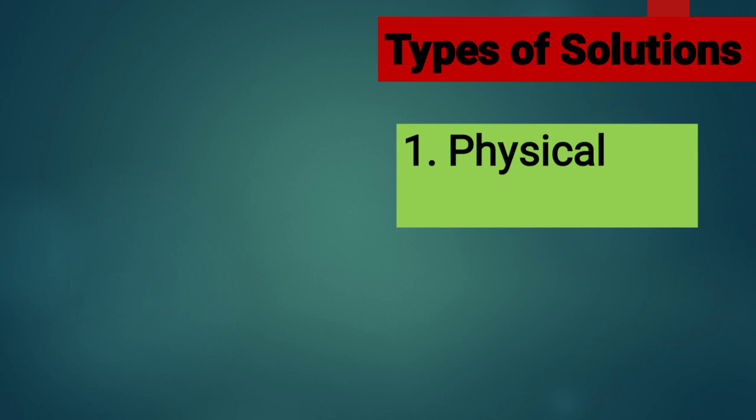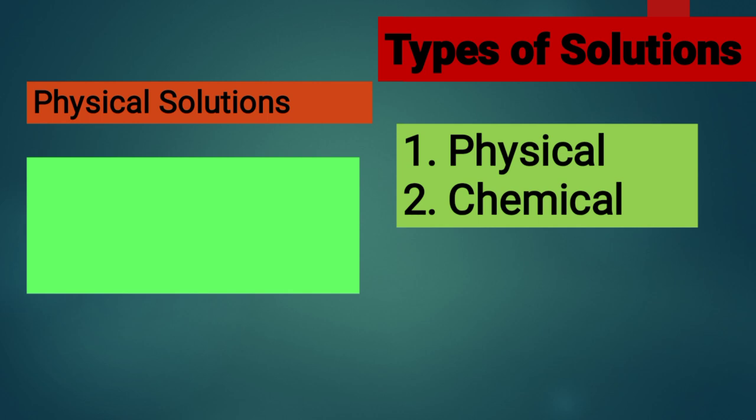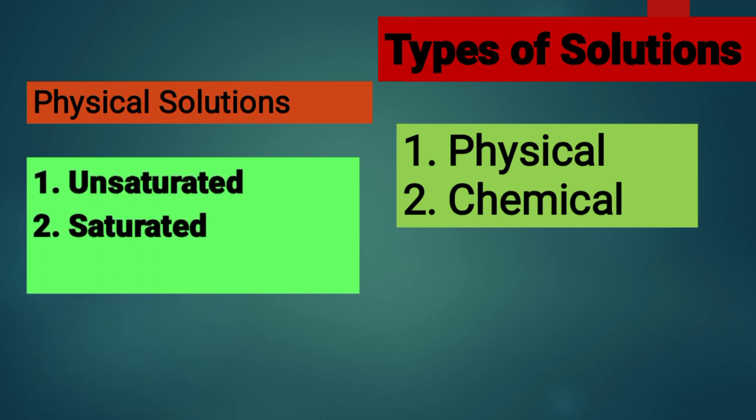And I still further divide physical solution into unsaturated solution, saturated solution and supersaturated solution. For us to say that something is a supersaturated solution, it means that it contains more solute than it can dissolve. For us to say it is unsaturated, it means that it contains less solute than it can dissolve. That means that it still needs more solute to dissolve in it. But for us to say that a solution is saturated, it means that it is no longer capable of dissolving more of its solute at that particular temperature.